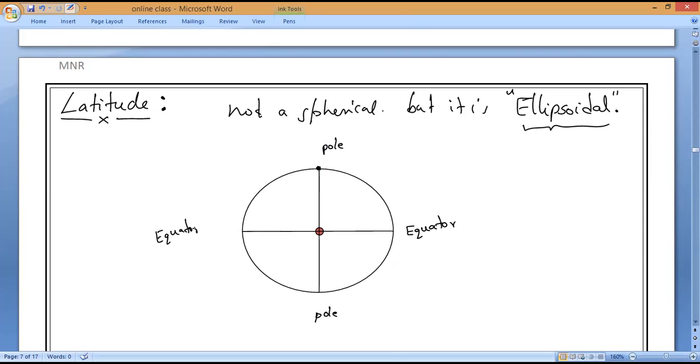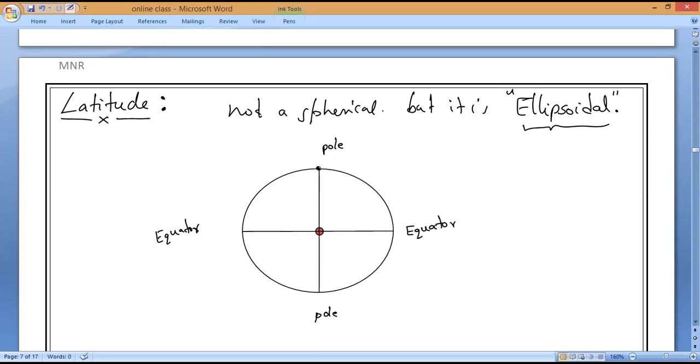Yes, please. Latitude, sir. That is the equator. Yes or no, Hari? Yes, sir, the equator line. We can say latitudes. Understanding? Now, these are the poles and this is the equator line.